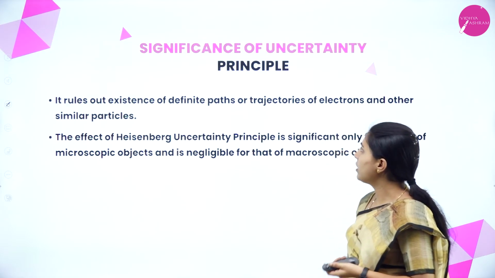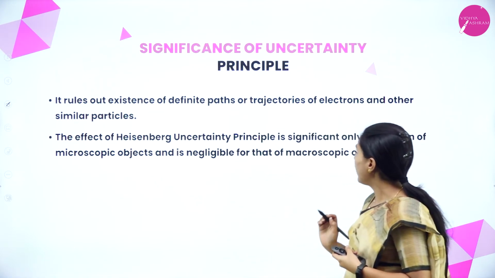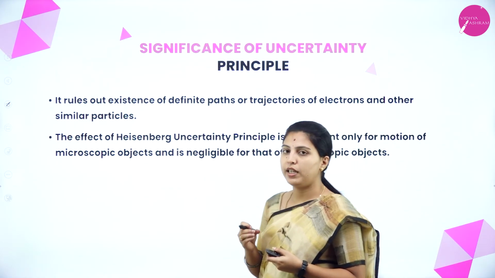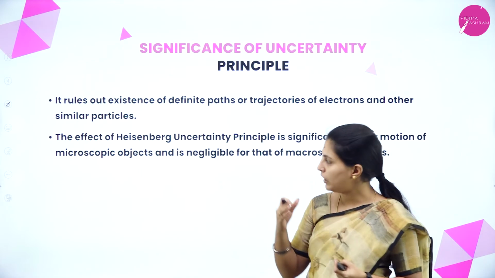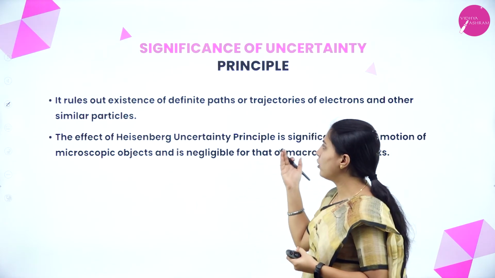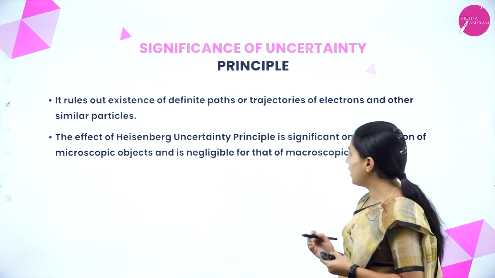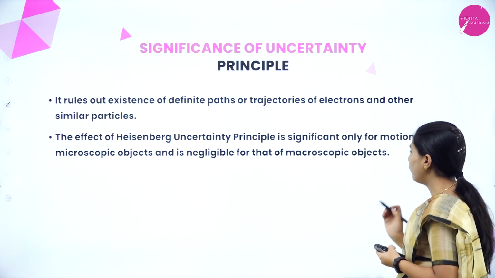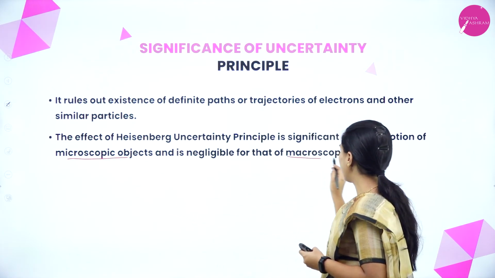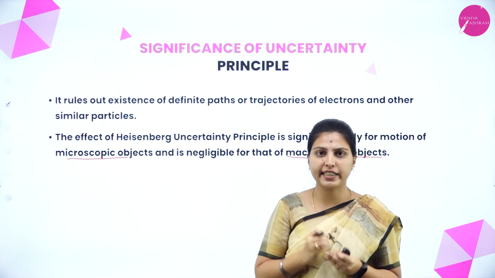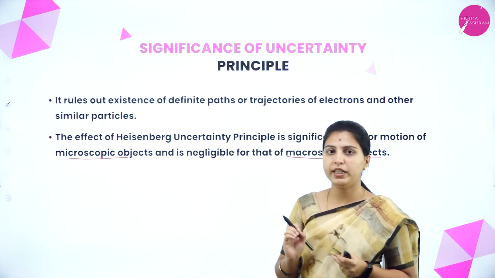What is the significance of uncertainty principle? It rules out the existence of definite path or trajectories of electrons and other similar particles. Rutherford told that orbits are present around the nucleus, but he told orbits are not present, and the existence of the paths is not correct. The effect of Heisenberg uncertainty principle is significant only for motion of microscopic objects and is negligible for the macroscopic objects. Whatever he told about uncertainty, it will be applicable only for microscopic things, not for macroscopic objects.